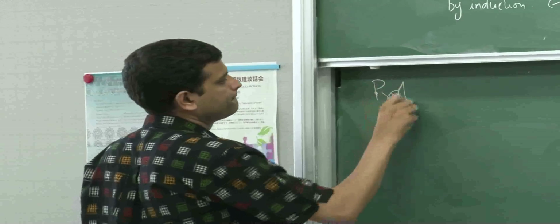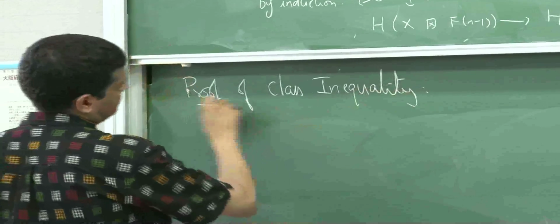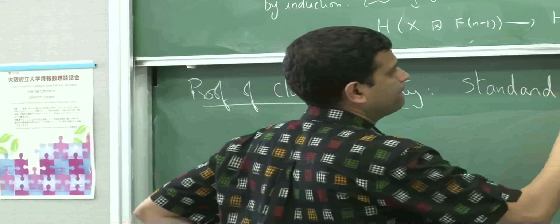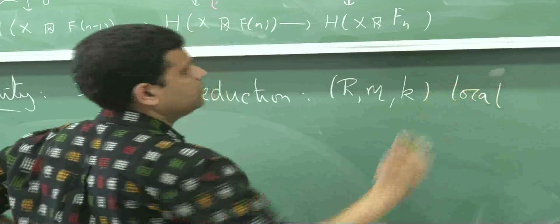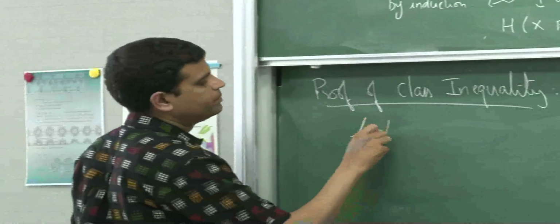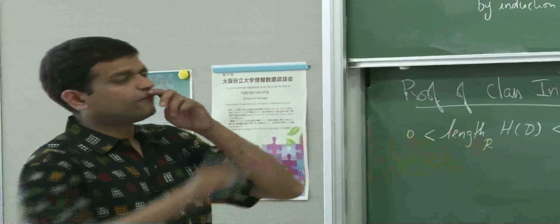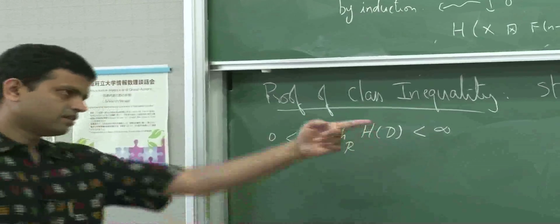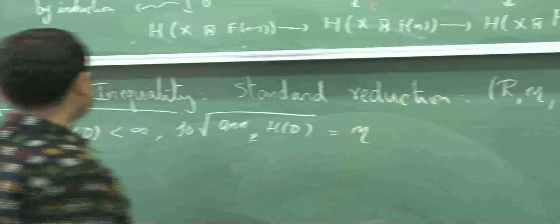So now the proof of the class inequality. All right. So the standard reduction, again, basically localization, brings you to the case where you have a local ring. That means that M is the unique maximal ideal of R and K is the residue field. And you can assume also, and this is the crucial bit, that the length of the homology of D is finite and non-zero. So remember, on one side of the inequality we had the height of the annihilator of H of D. I can ensure that the radical of the annihilator is just M. That's the point of this step.